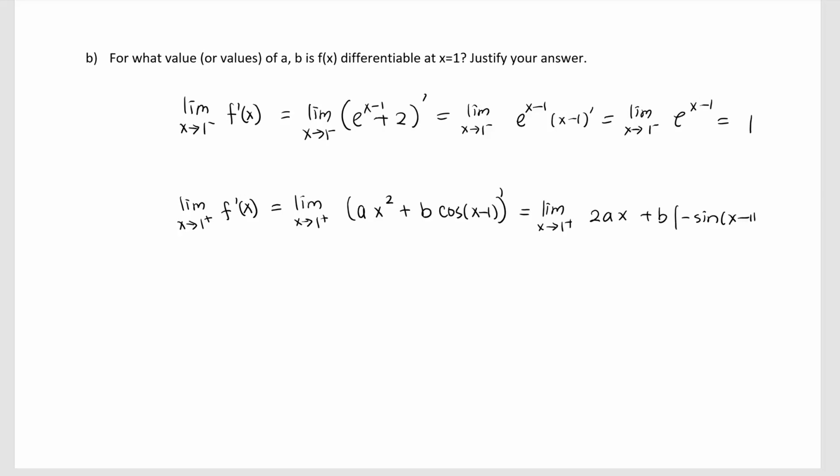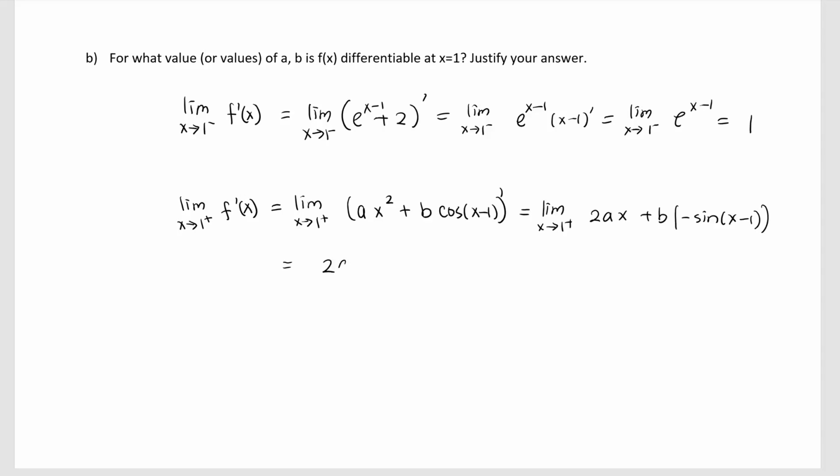Okay, so minus sine. And u prime, but here u prime is 1. So just leave it like that. Now let's plug in. We plug in 1. Oh, so we're actually going to plug in, so we don't need limits. Okay, we plug in 1.